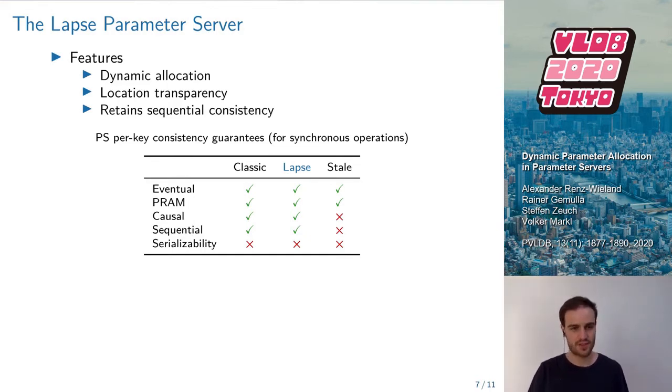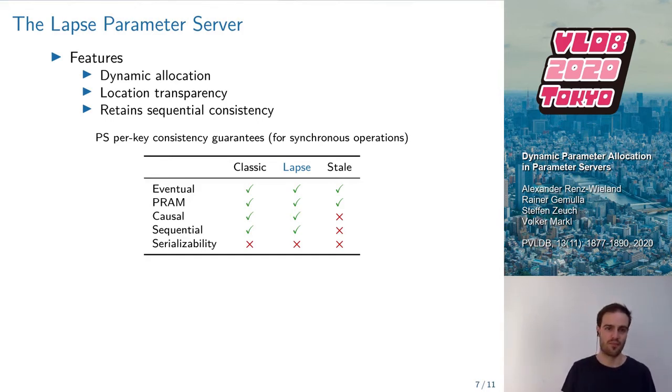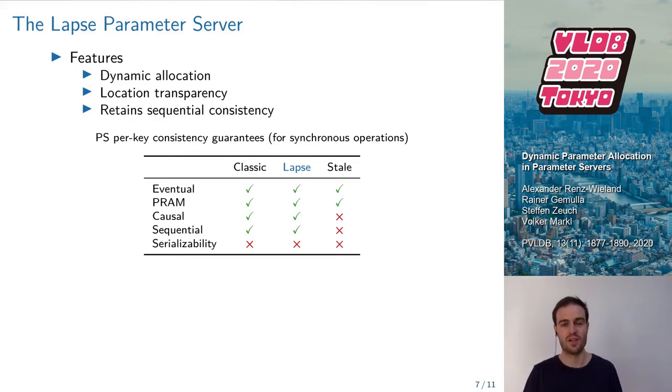And the third key feature is that Lapse retains the sequential consistency of classic parameter servers. For example, a typical parameter server provides sequential consistency but not serializability, and Lapse provides the same. This is a big difference to other stale parameter servers. These usually provide only some form of bounded staleness. But Lapse can provide what other parameter servers do.